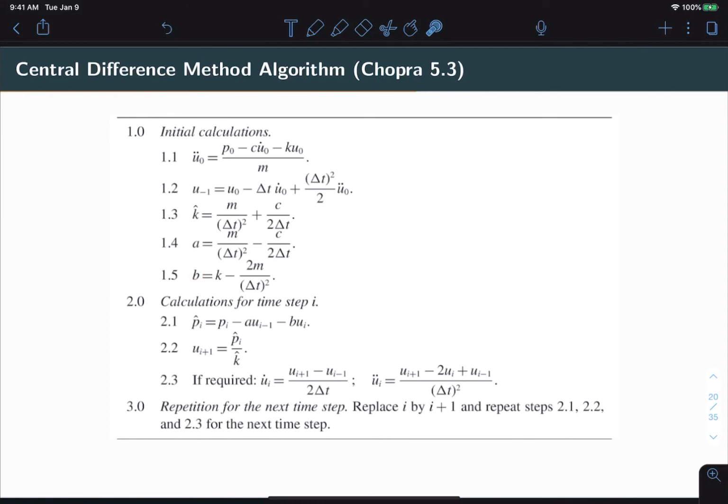All right, this is done once, and then we iterate through each i, where we calculate the p hat i, and then we solve for ui plus 1 using that formula that we defined in the previous slide. If needed, the calculations for velocity and acceleration are actually pretty straightforward based on the initial calculations that we did.